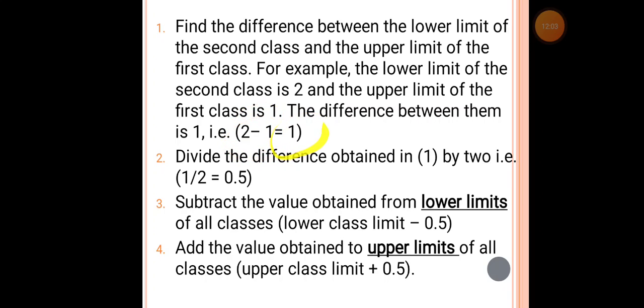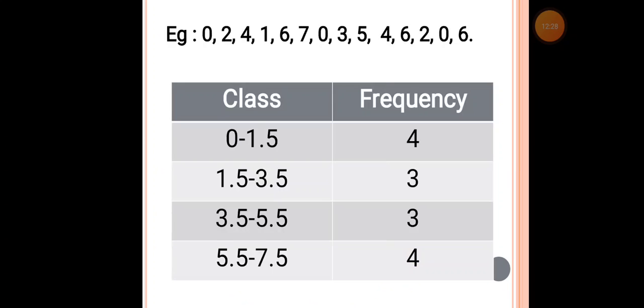So based upon the value which you have got, divide this value by 2. You will get an answer of 0.5. Based upon this value, you need to substitute. How will you substitute? Subtract the value obtained from the lower limit. What you need to do is deduct the value from the lower limit and add the value to the upper limit. So how can it be done? It can be done by this.